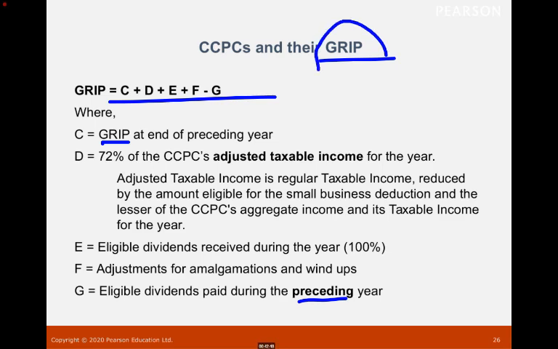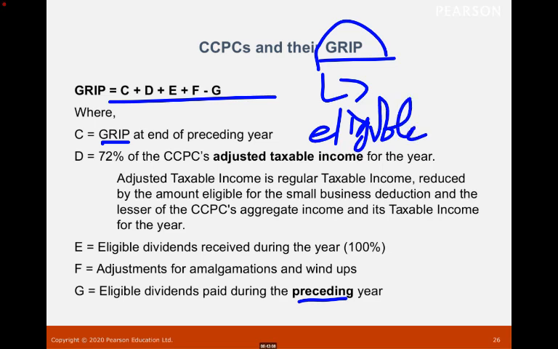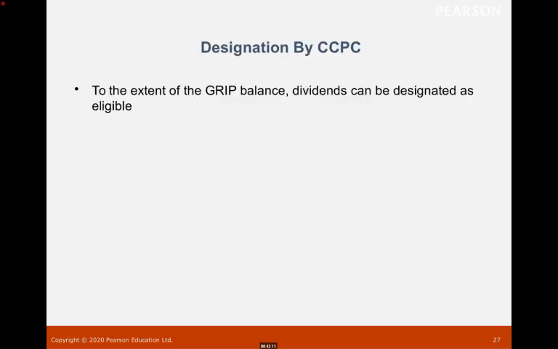Why does that matter? That's the pool of income from where you will pay your dividends. And then we have to follow the appropriate rules for those dividends. So these would be eligible. Out of your GRIP comes your eligible dividends. That's what this slide is saying here. As much as you have in your GRIP balance, you can have eligible dividends.